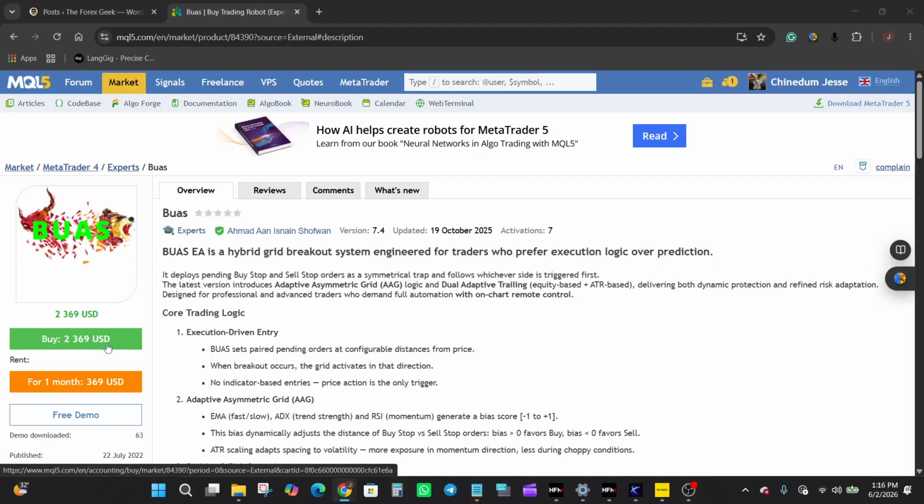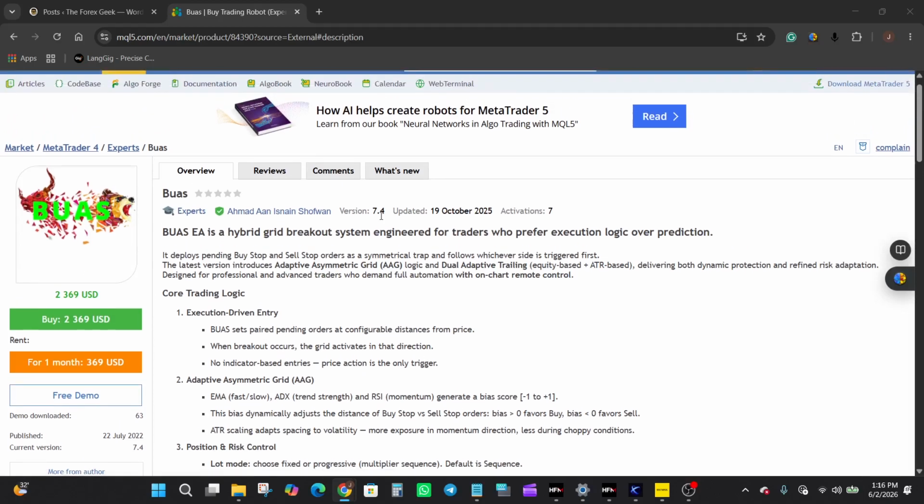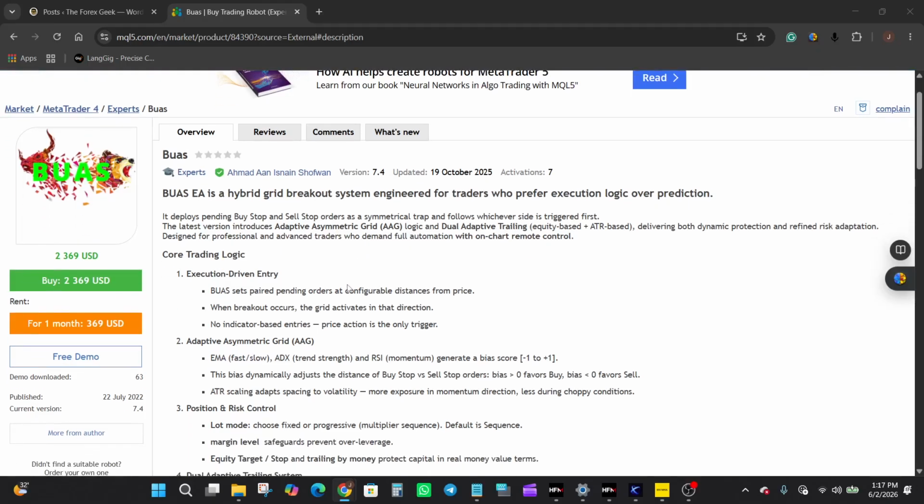All right. Now the EA is currently priced at 2,369 US dollars with a rental option of 369 US dollars per month. And I can see version 7.4 updated on 19th October 2025 with 7 activations available. So it is positioned more like a professional grade tool rather than a basic retail EA.